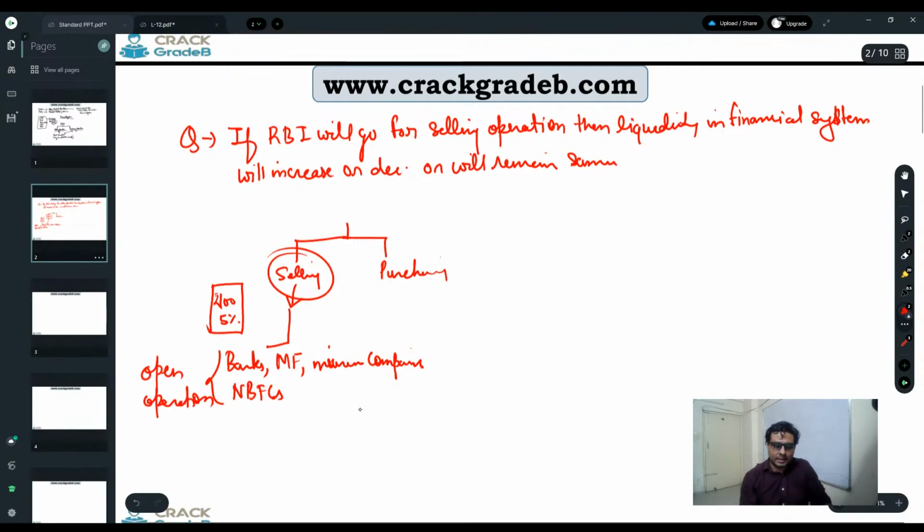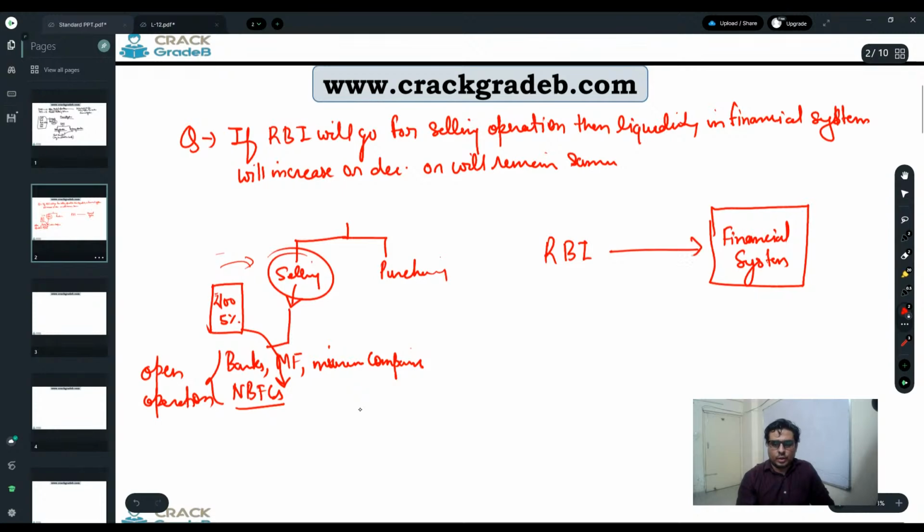So RBI is selling something. If any one of them purchases, suppose any NBFC has purchased this security, then the security will come here and money will go to RBI. Money will go to RBI from the financial system, right?